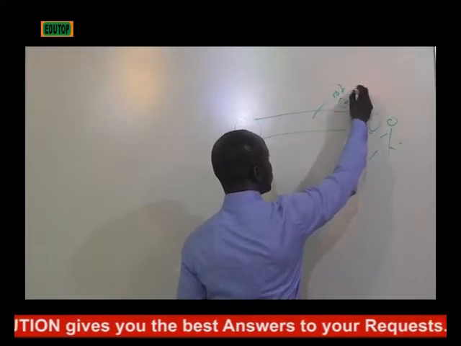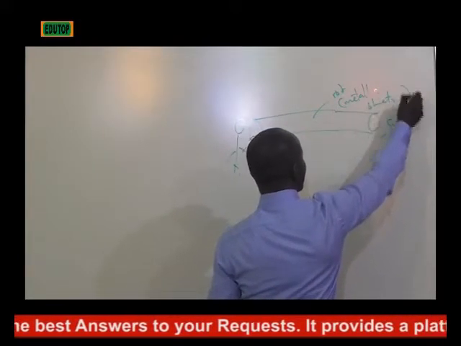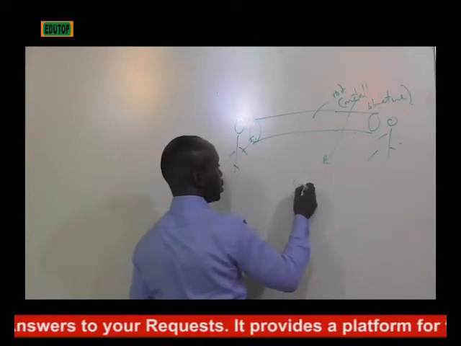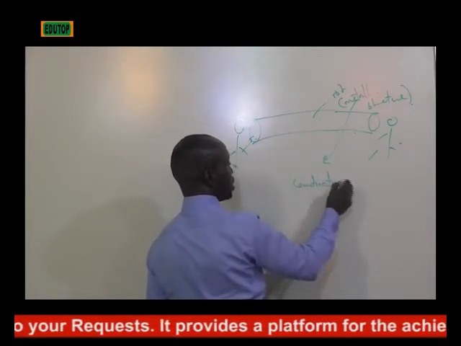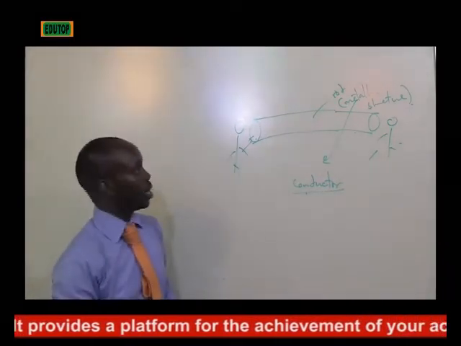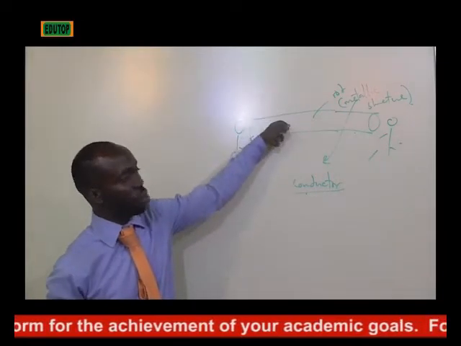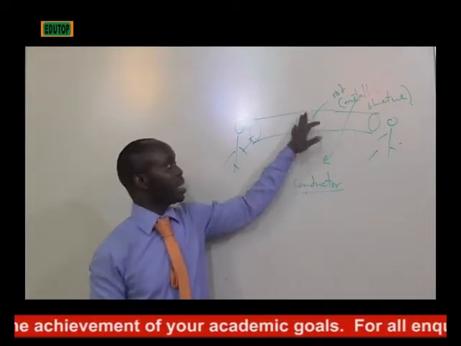Now, mind you, this is a rod. What is a rod? A metallic structure. Because it is a metallic structure, it is a conductor. What is a conductor? Any material that allows the flow of heat and electric charge. You understand now? So if this rod is a conductor, what is the resistance of this rod?